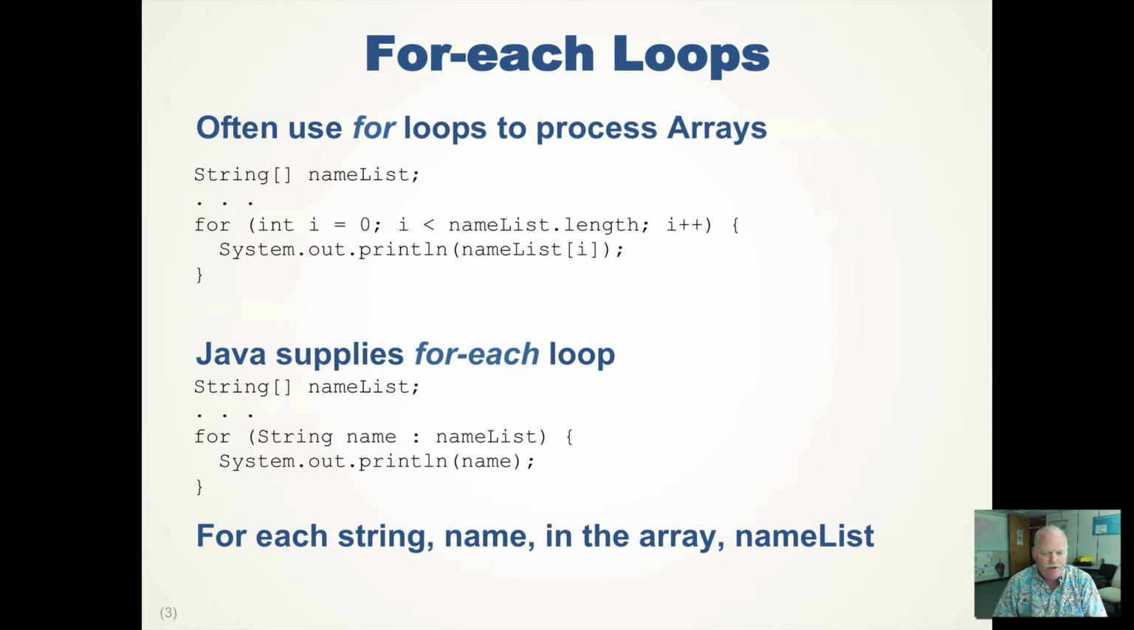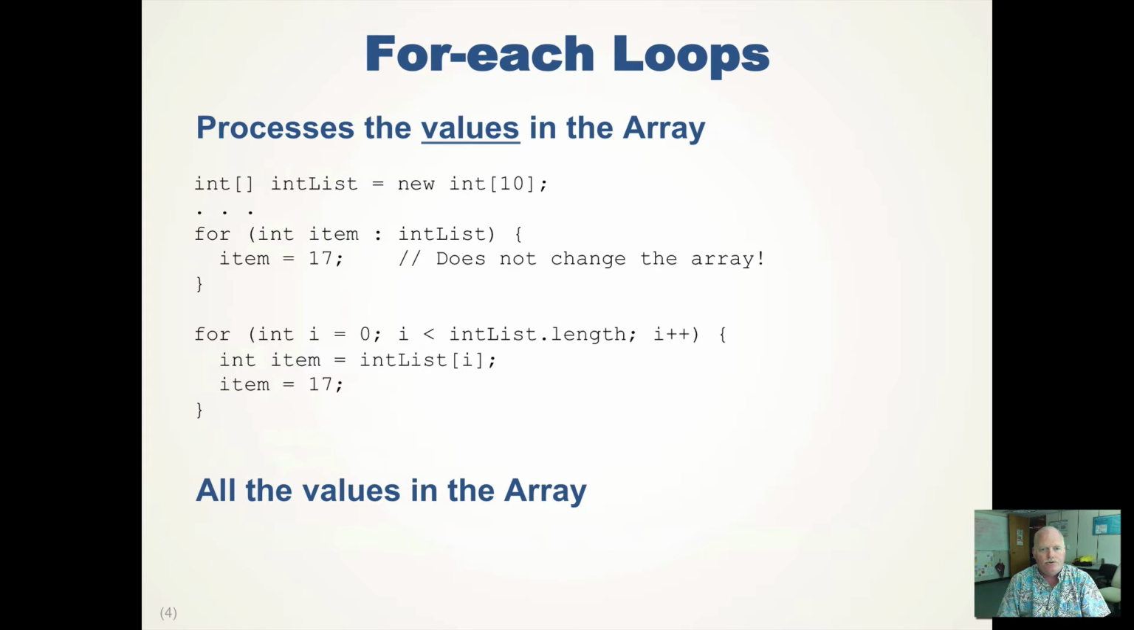So name is the value of each item in the array, and we can print out each item. You can think of it as: for each String name in the array name list. Name is going to take on the value of each of the items in the array. You've got to think about it as the values in the array, not the actual array elements.